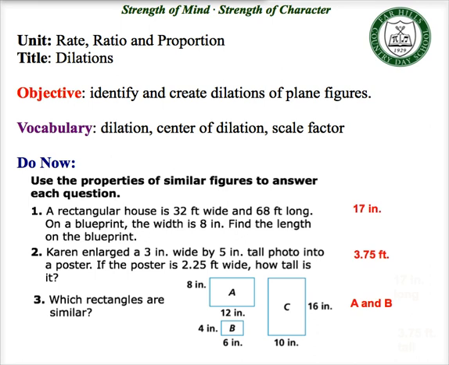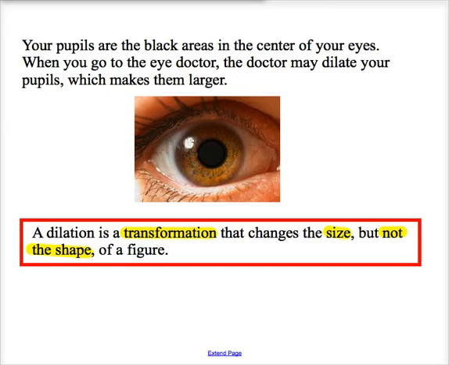The photo in the poster, the tall poster is now 3 3/4 feet tall. And rectangle A and B are similar to each other. So let's work with dilations.